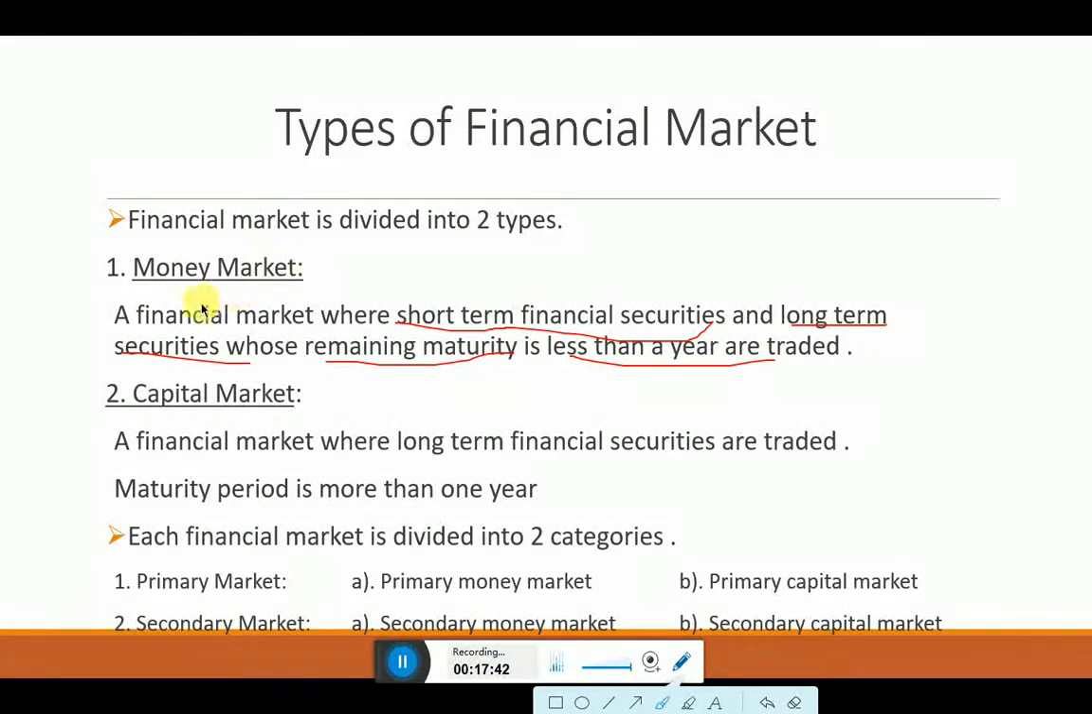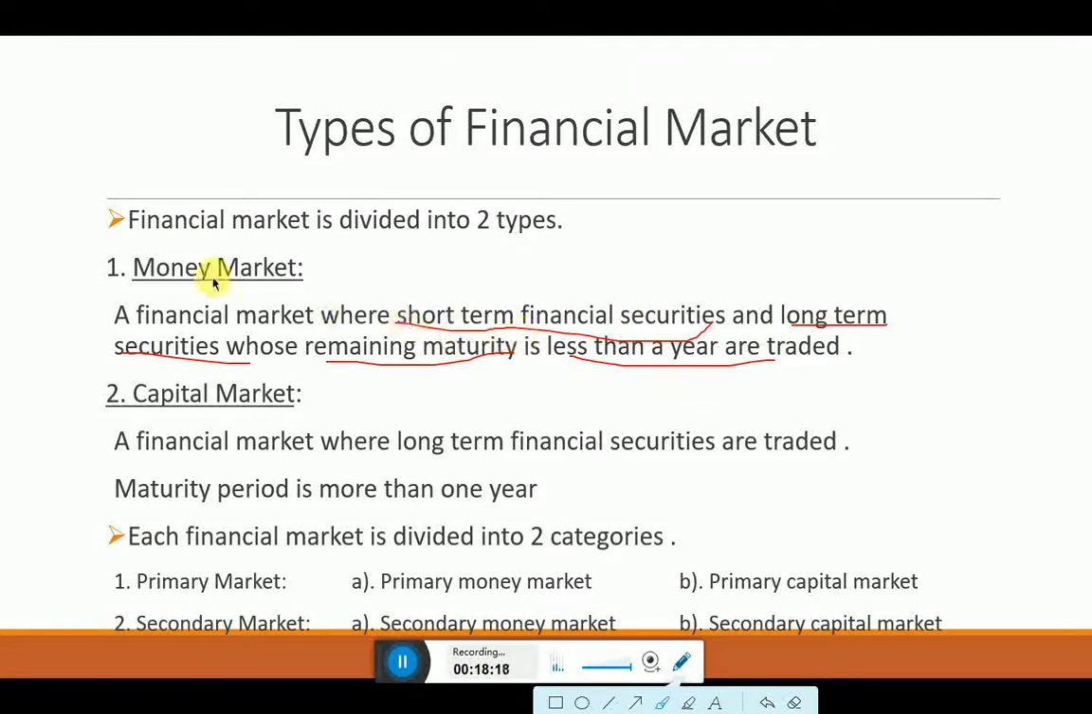So once again we say money market is a financial market where short-term financial security, by short-term financial security we mean any financial security whose maturity period is less than 1 year, and long-term financial security whose remaining maturity is less than 1 year are traded. So long-term financial security is basically a financial security whose maturity period is for more than 1 year. So that becomes long-term. But on the money market, only those financial securities whose remaining maturity is less than 1 year, as I earlier explained in the example, can be traded.